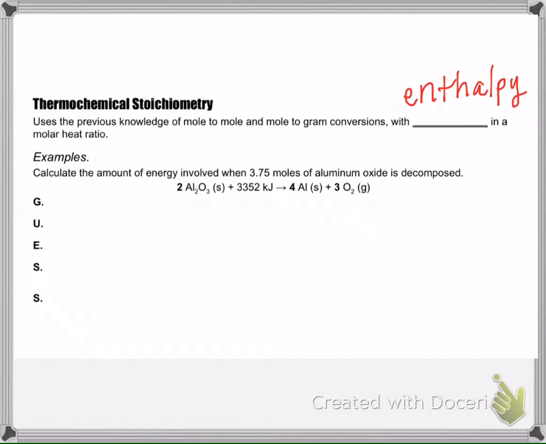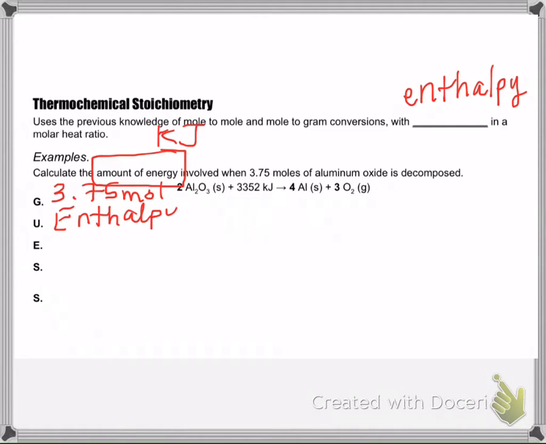Okay, so basic idea, you are always going to look out for what's given to you and what you're trying to find. In this case, it's asking us to calculate the amount of energy. We know that energy is measured in joules or kilojoules. In this case, it's kilojoules, involved when 3.5 moles of aluminum oxide is decomposed. So what they're giving us is 3.75 moles of aluminum oxide. I'm looking for energy. In this case, it's also enthalpy. Remember, they're kind of interchangeable.